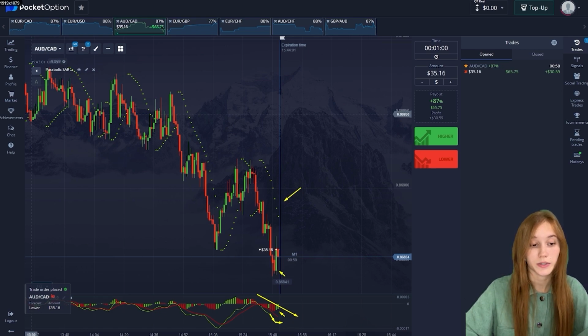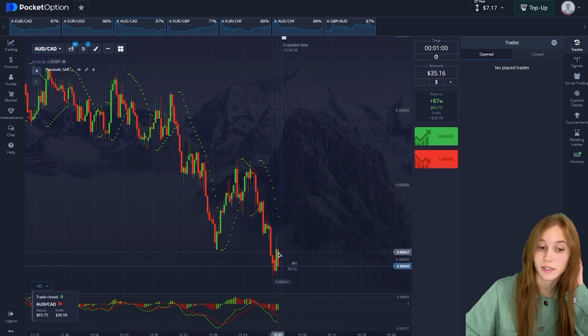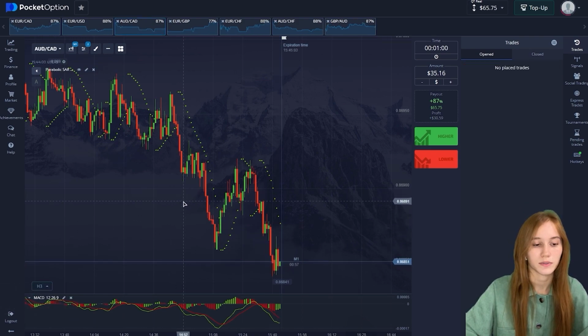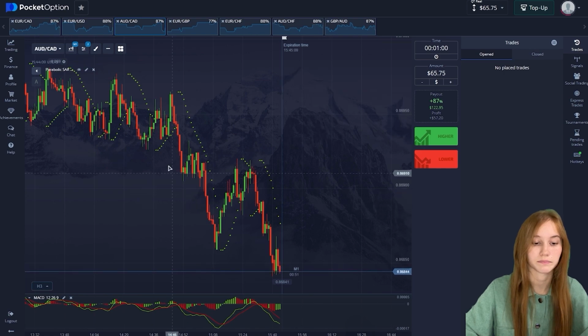A small recovery to overcome the support area. So we move on by trend. 2 seconds. Yeah, the deal is closed into plus, like previous ones. Great. $65. We increase the balance and move on to the fourth concept bar.